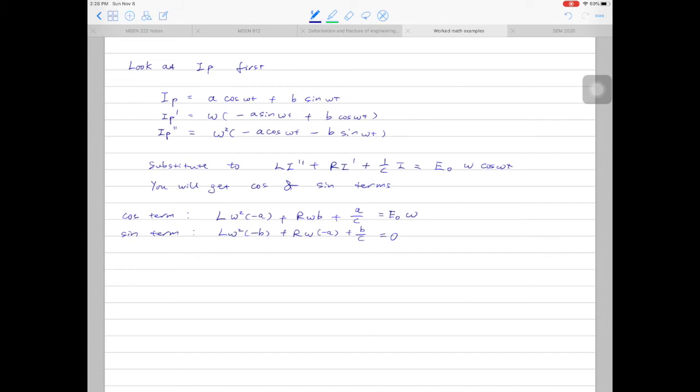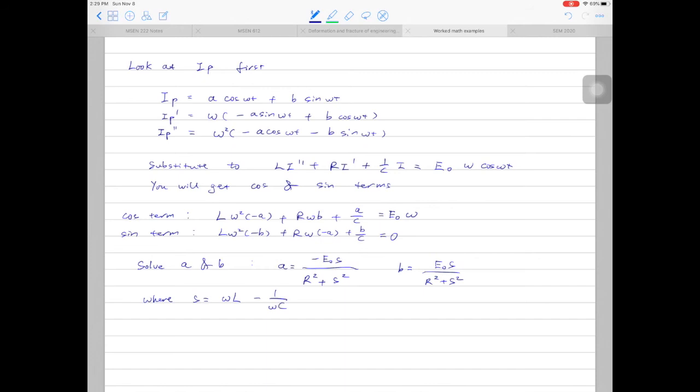We have two unknowns, A and B, and two equations. We can solve for A and B. A is equal to minus E naught S over R squared plus S squared. B is E naught S over R squared plus S squared, where S is omega L minus 1 over omega C.